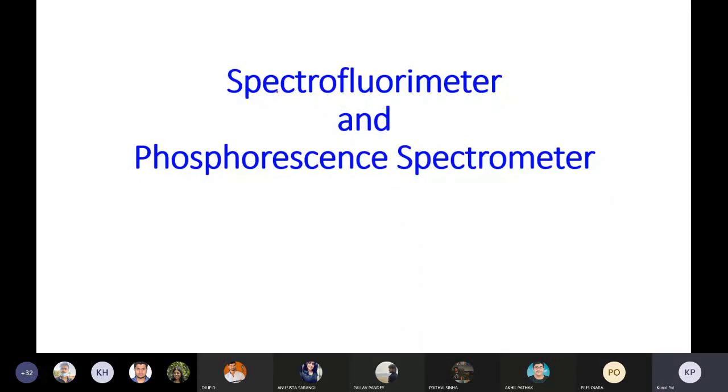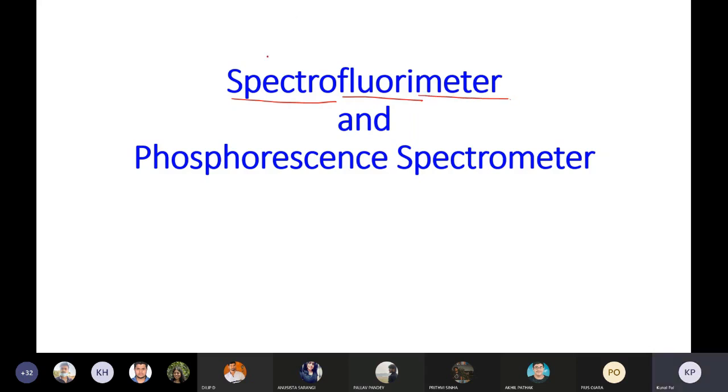Good evening, everyone. Today we will start with spectrofluorimeter and phosphorescence spectrometer. Okay, so we will be basically discussing two instruments, but both of these are related instruments. The first one is the spectrofluorimeter.